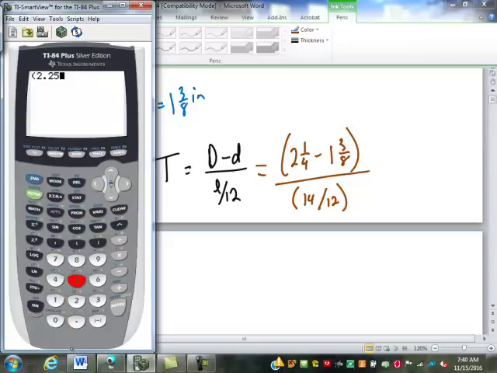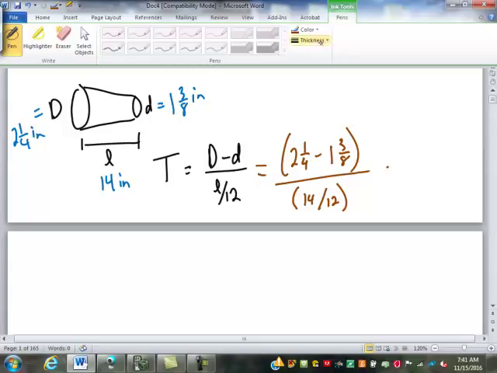So when I enter this in the calculator, I'm going to use parentheses. 2 1/4, I'm going to put it as 2.25, minus 1 3/8, I'll put it as 1.375. Your calculators have fractions on them, mine doesn't. So yours, you could enter it as a fraction if you wished. Divided by, then I'll put it in parentheses, 14 divided by 12. I get 0.75. What that is saying is there's 0.75 inches of taper per foot of length. So the diameter is changing by 0.75 or 3/4 of an inch per foot of length. Does that make sense?